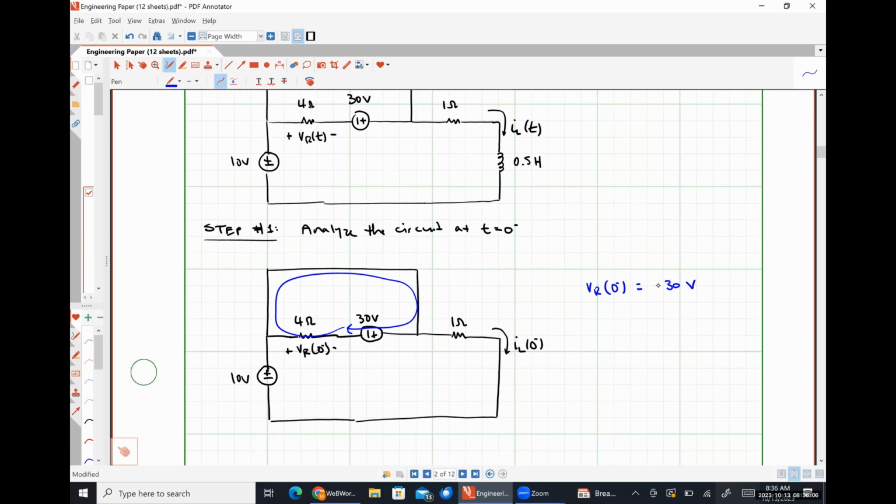Testing you guys. But the process there of applying Kirchhoff's voltage law is correct. I'm just bad at negative signs, which I've been very upfront about this entire time. So no surprise there. All right, how do we find IL?